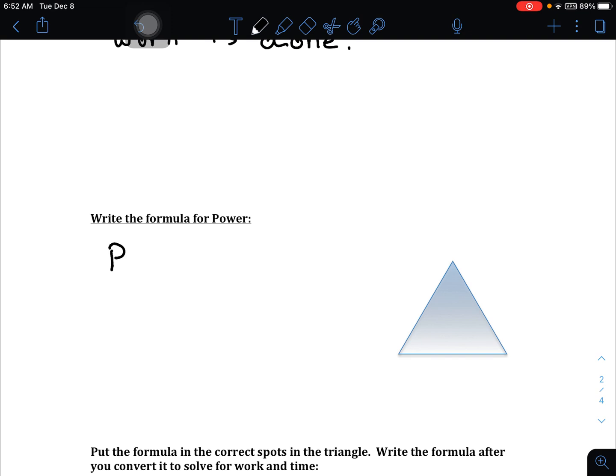What's the formula for power? Hopefully you remember from the PowerPoint. Power is equal to work over time. So if I want to fill in my triangle, power this time is going to go on the bottom left, W is at the top, and T is at the bottom right corner. Okay, P equals W over T.